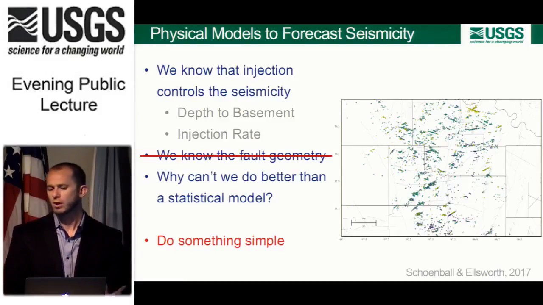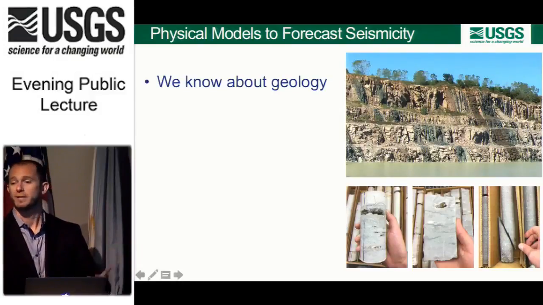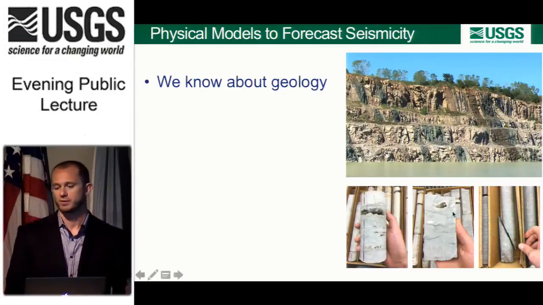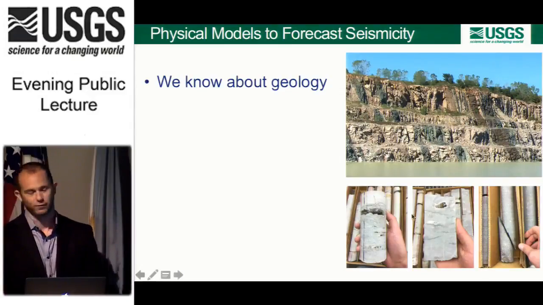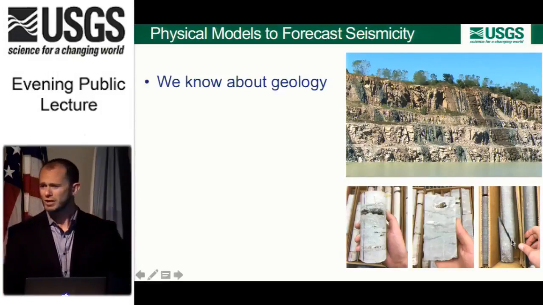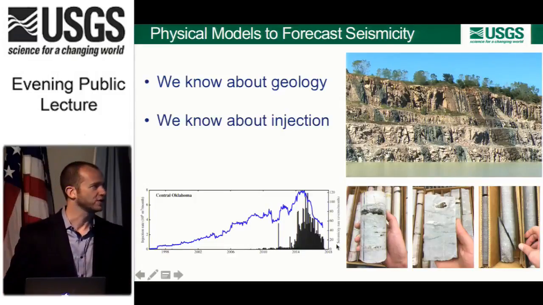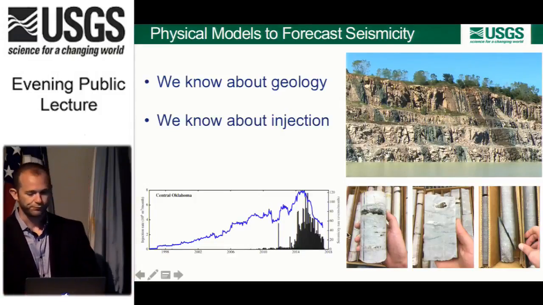But we still know a lot here. We know about the geology. This is a picture of what the basement looks like in southern Oklahoma. It's been exhumed. We also have very fine core samples, actually from depth, of both the Arbuckle, which is the injection formation, as well as the basement. So this is where the earthquakes are occurring. So we know something about the geology. And remember, we know about the injection history. We have data on the injection in all of these locations.